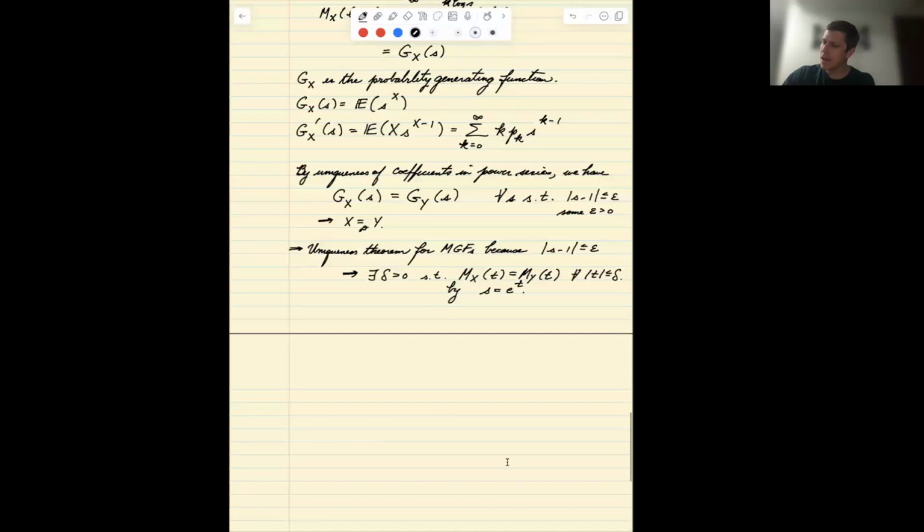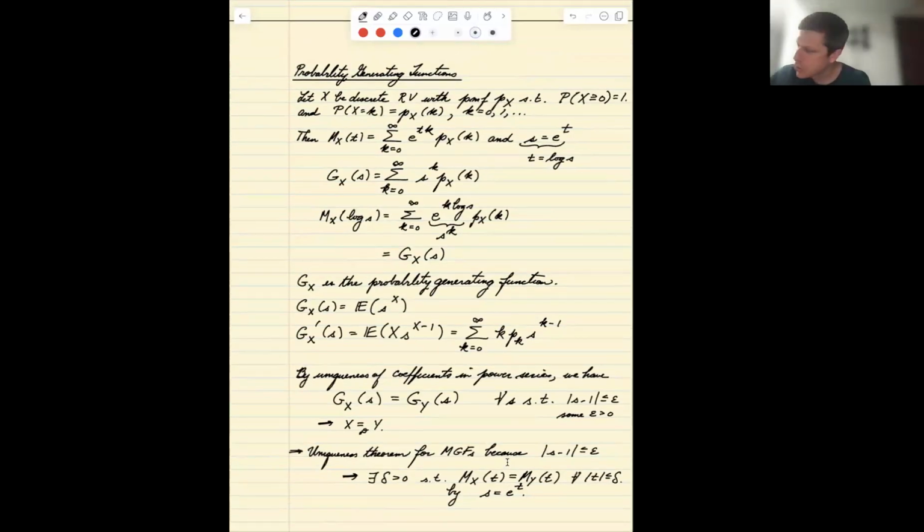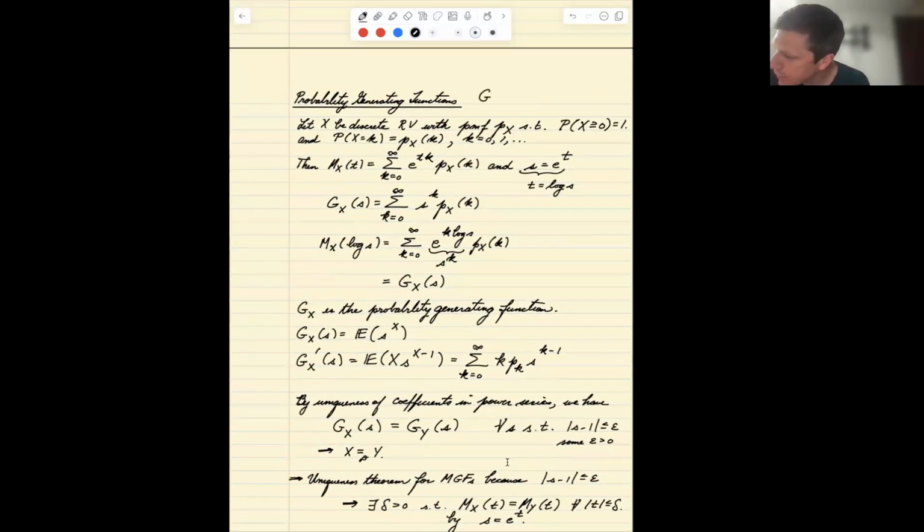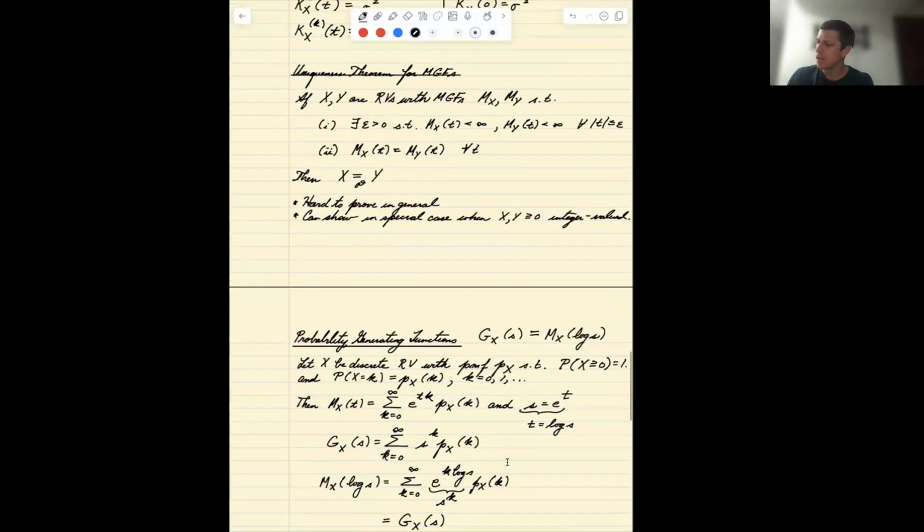So this gives us a flavor. This gives us, first of all, a connection between the moment generating function and the probability generating function. And it also proves the uniqueness theorem in the special case of a discrete non-negative random variable.